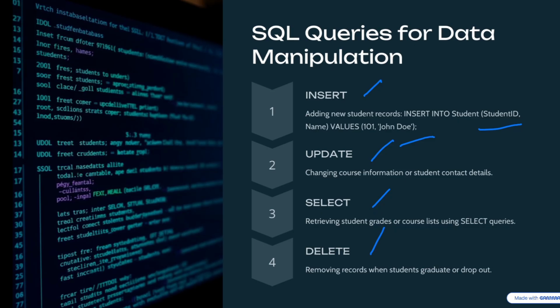Update: for changing the course information or a student's contact details. Select: retrieving student grades or the course list using a select query. Delete: removing the record when a student graduates or drops out. This is about SQL queries and data manipulation.